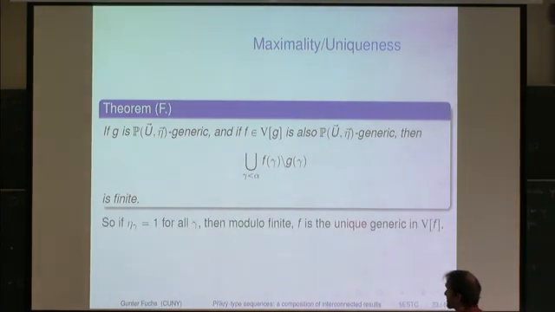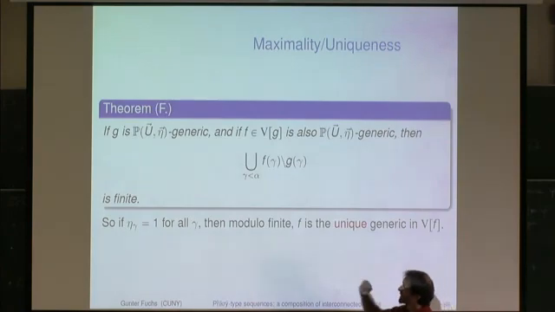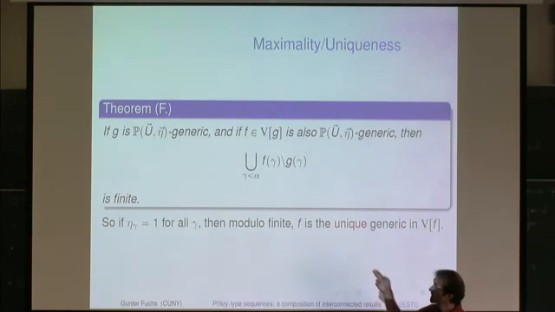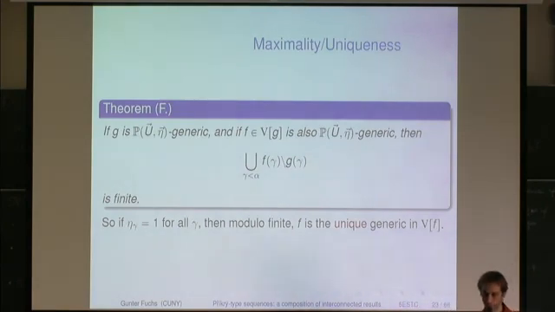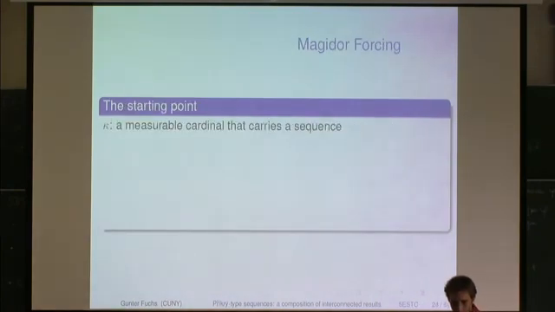Oh yeah, and in the special case that we were interested in, so this holds in general, right? But in the special case where you only add 1 point at every coordinate below every measurable, then this basically means that the generic is unique up to finite changes. Okay, the unique generic in the forcing extension. So now I want to move to Magidor forcing and do the same thing.